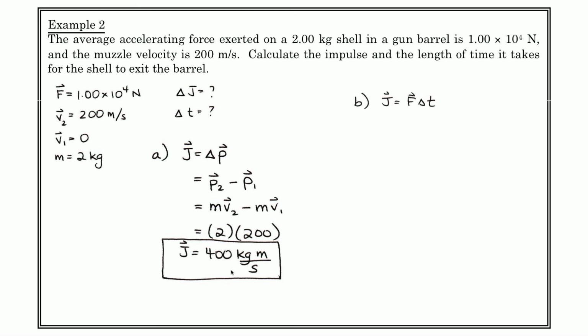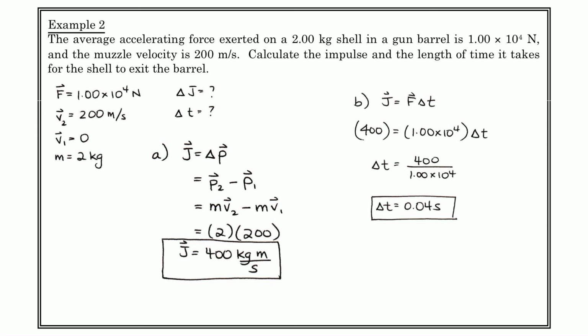Moving on, now that we know the impulse, we can use this equation here that relates force and time to calculate delta t, because we know the force. It was given to us in the problem. So here, the impulse, which is 400 kilogram meters per second, is equal to 1.00 times 10 to the 4th newtons times delta t. And because everything that we're using is SI units, we have no worry that the units of delta t are going to be seconds. And so the time it takes for this shell to be accelerated is 0.04 seconds.